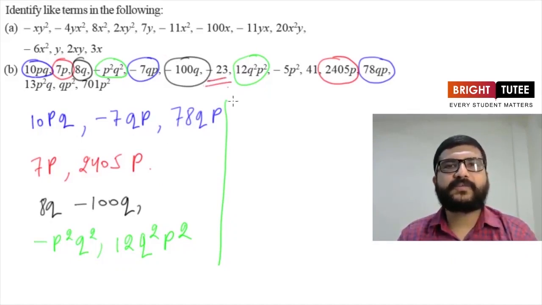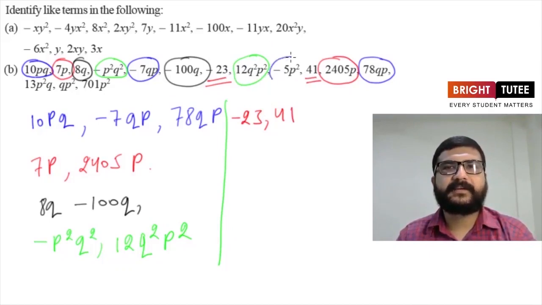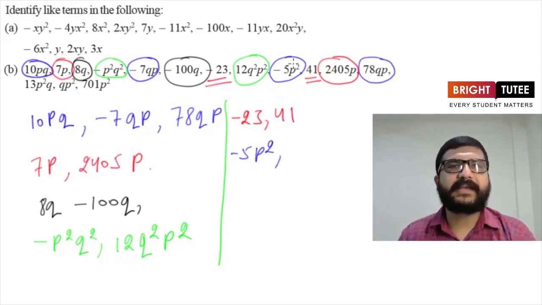It will be of constant terms. The first one will be minus 23, 41. So these are the two constant terms here. Now the next one, what we can do for that? We can write minus 5p square as the first term for this group, minus 5p square. Now let's find the terms which are like terms with this one. So it can be 701p square. So these two terms are like terms.